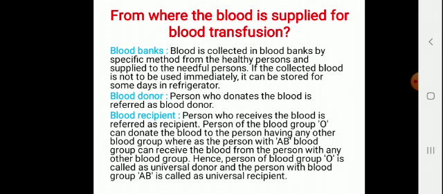Person who donates the blood is referred as blood donor and the person who receives the blood is called as blood recipient. The person who is having blood group O is called as universal donor because he can donate the blood to the person having any other blood group, whereas the person having blood group AB is called as universal recipient because he can receive the blood from person with any other blood group.